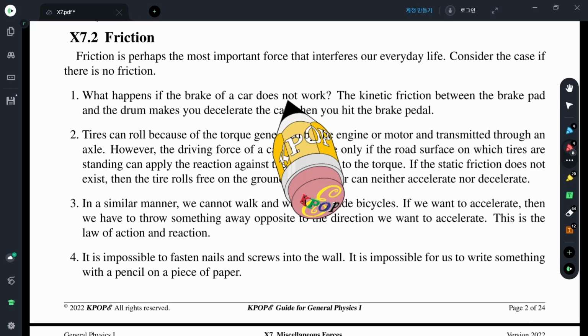You cannot open the door because if there is no frictional force, you cannot rotate the door lock. So you cannot open the door. You cannot walk. You cannot drive a car. Serious problem. But in many cases, we want to erase the effect of the friction to increase the speed.